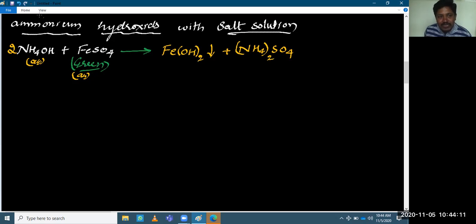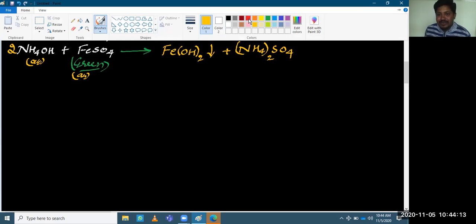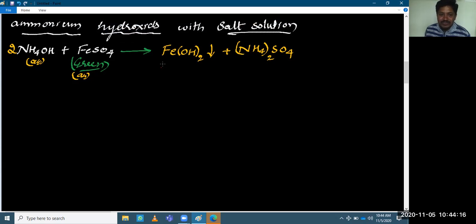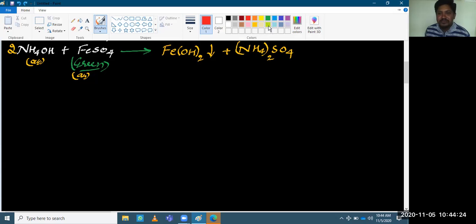Initially the color was green, whereas after the reaction it forms a dirty green precipitate. Dirty green precipitate.